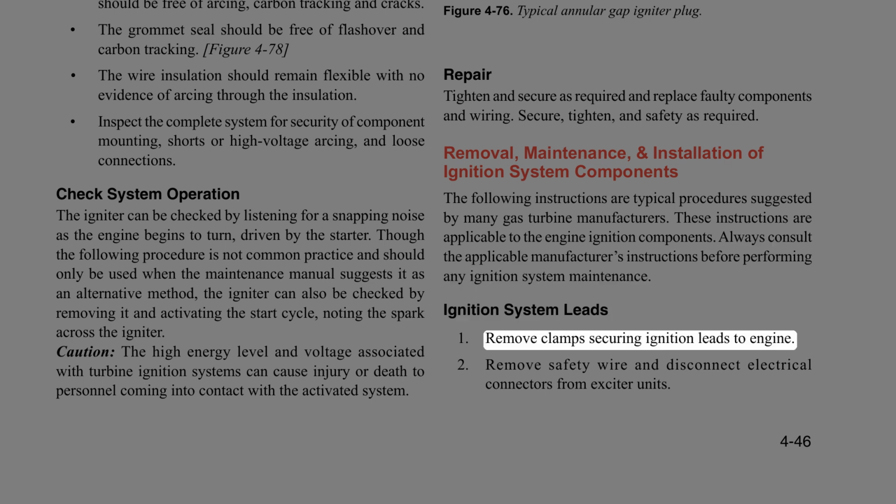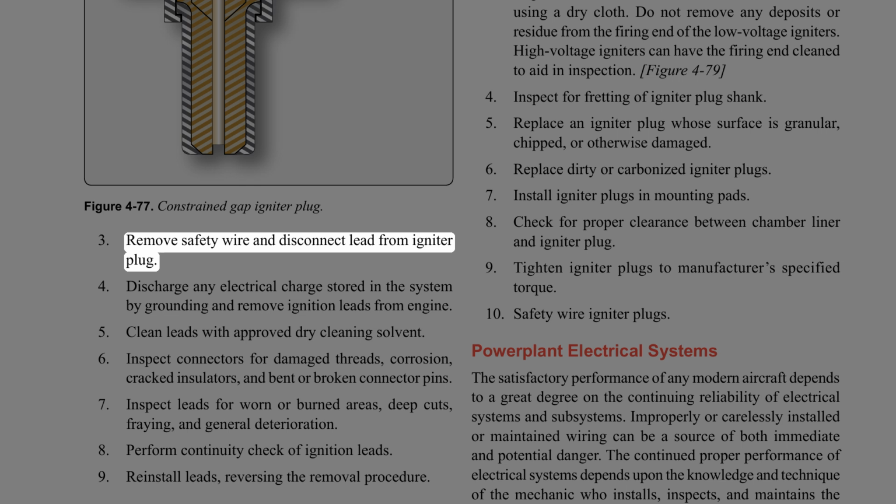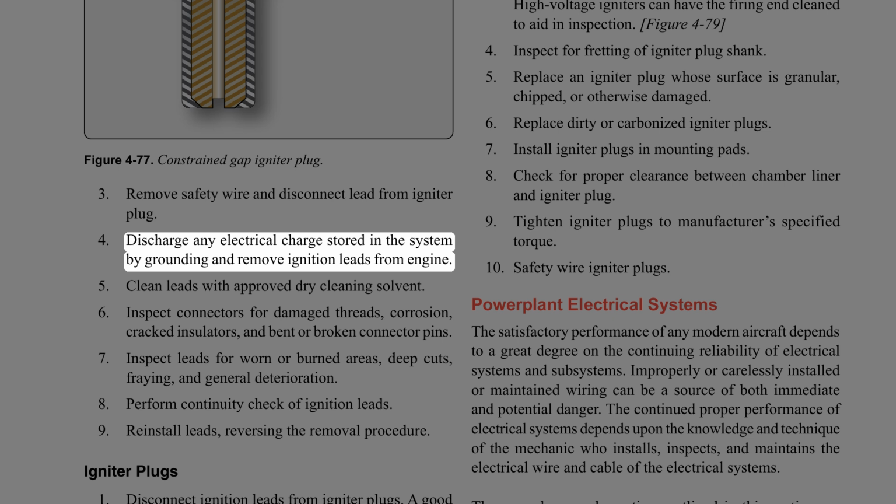Remove clamps securing ignition leads to engine. Remove safety wire and disconnect electrical connectors from exciter units. Remove safety wire and disconnect lead from igniter plug. Discharge any electrical charge stored in the system by grounding and remove ignition leads from engine.